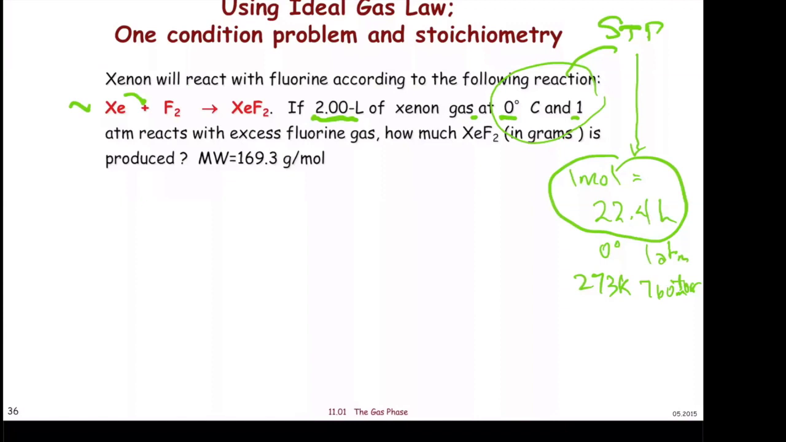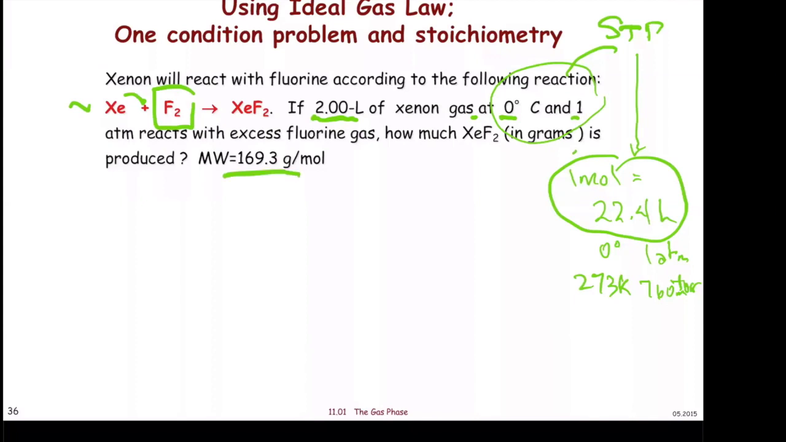That's the condition of xenon with excess fluorine. You guys know that excess fluorine simply means that the fluorine is not the limiting agent. You have a lot of fluorine, so you have to do your calculation based on the limiting reagent, which is xenon in this case. And the question is, how much xenon fluoride in grams is produced? And I give you the molar mass.